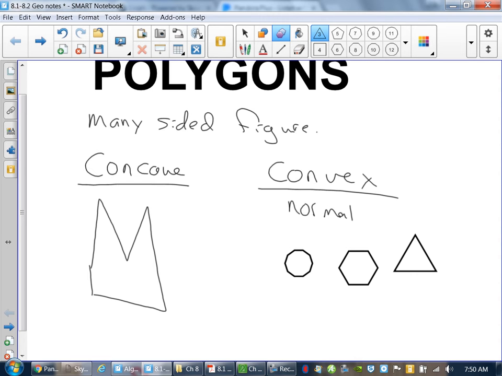To be honest with you, that's probably the only time you're going to see the word concave versus convex. I believe you might see it as a vocab word. Other than that, there's really not a whole lot going on with concave and convex polygons. So what we do then is we name them because we can.